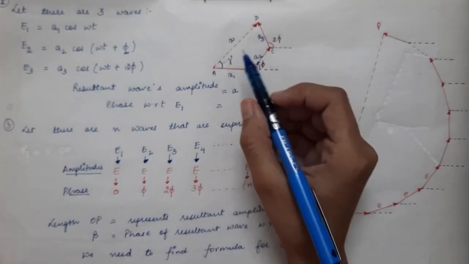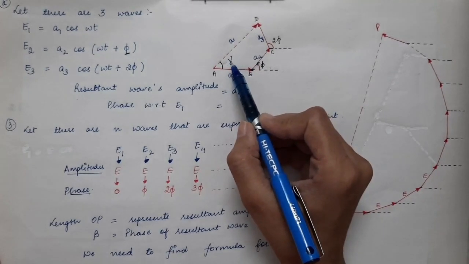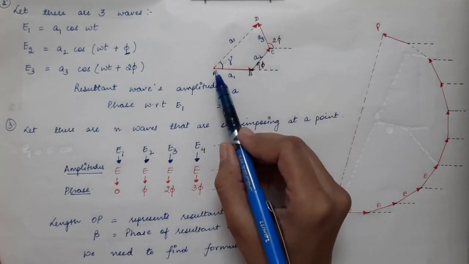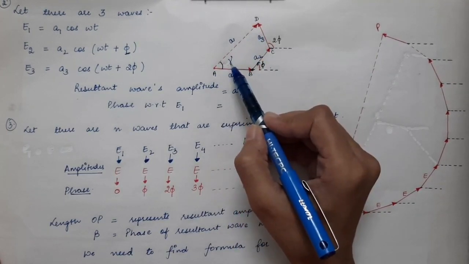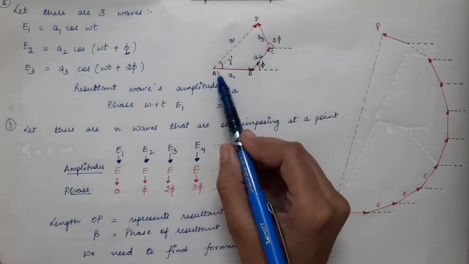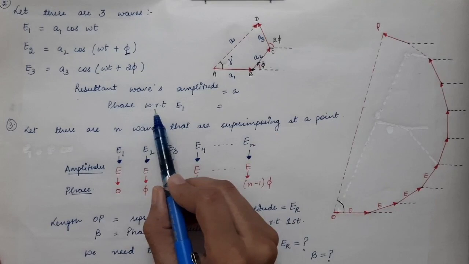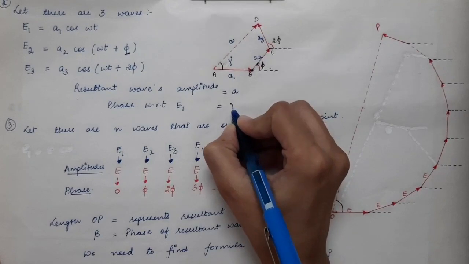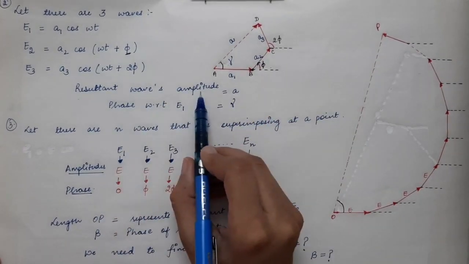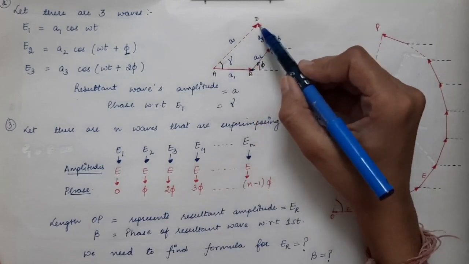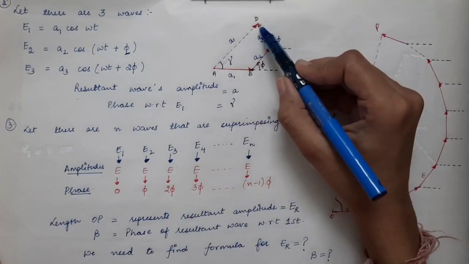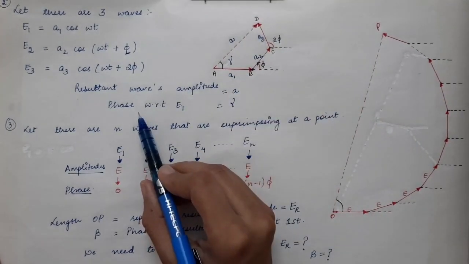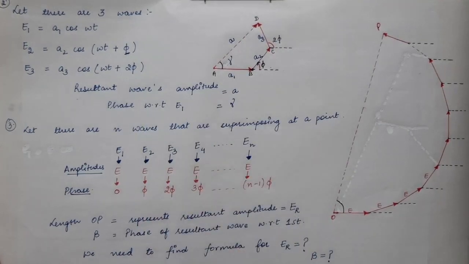So let's say this vector is gamma. This angle will be the resultant phase of this resultant wave with respect to the horizontal, or you can say this gamma will be the phase of the resultant wave with respect to the first wave. So phase with respect to E1, which is the first wave, will be equal to gamma. The resultant wave's amplitude is given by A, which is the length of this vector joining the initial to the end point, and the angle which this vector makes with the horizontal will be the phase of the resultant wave with respect to the first.